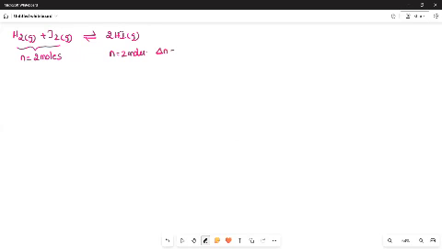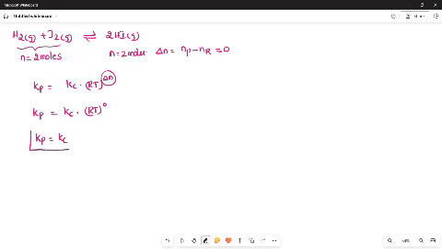Hence delta n, the number of gaseous moles of products minus the number of gaseous moles of reactants, will be equal to 0. So Kp is equal to Kc into RT power delta n. This delta n value will be equal to 0, so Kp is equal to Kc into RT power 0. That means Kp is equal to Kc.